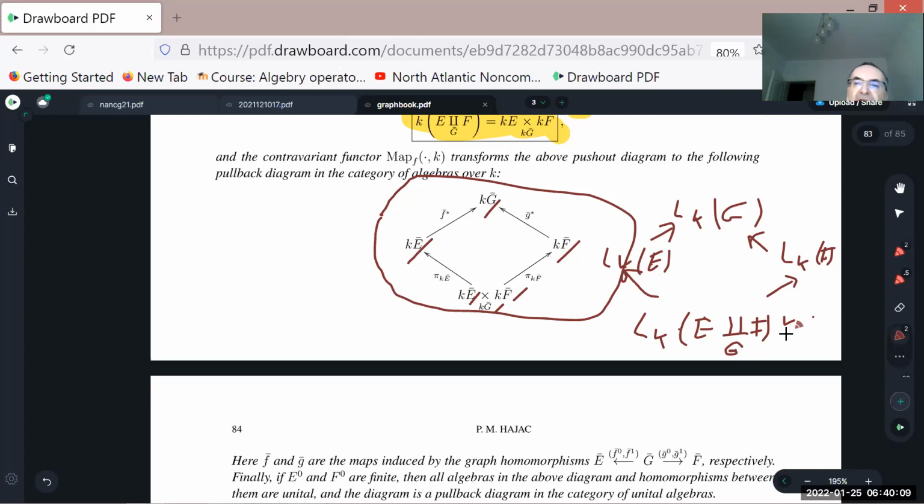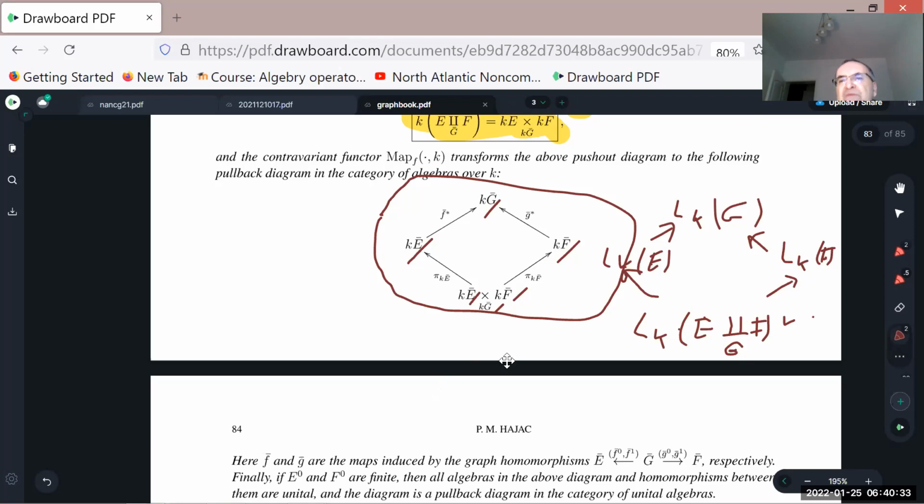Right. Because here I have nothing but the path algebra of the push-out graph. It's a result that I can replace it by the pullback. So that's the hope. That's our line of reasoning.